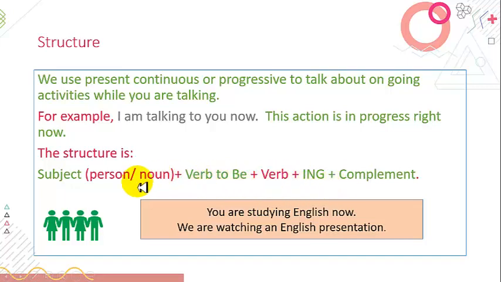So we use the subject, the verb to be, the verb with ing, and the complement. For example, you are studying English now. We are watching an English presentation. Remember that you can use contractions here. For here, it sounds, you're studying English now. And here, if you use contraction, it would be, we're watching an English presentation.